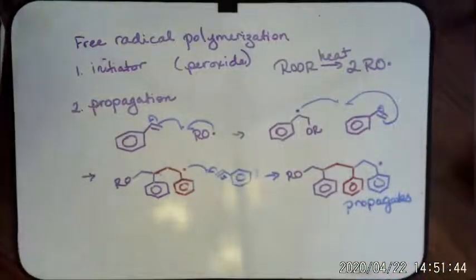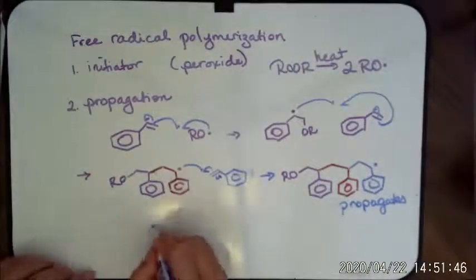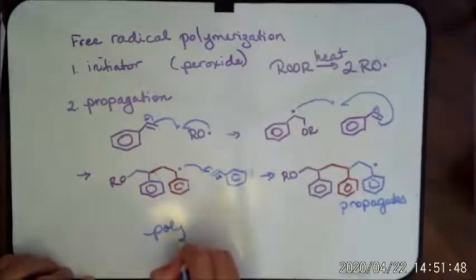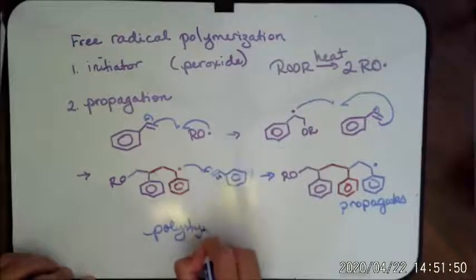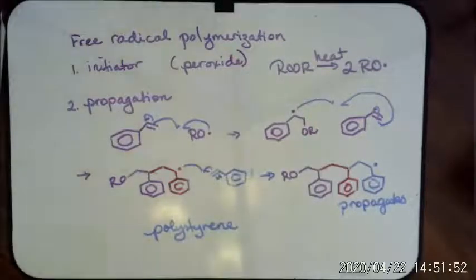Okay, and so for this one, this is how we get polystyrene. So polystyrene is made from free radical polymerization, and polyisobutylene is made from cationic polymerization. Right? So do we have an anionic polymerization? Yes, we do, but not for alkenes. So when we get to that point, we'll talk about it.